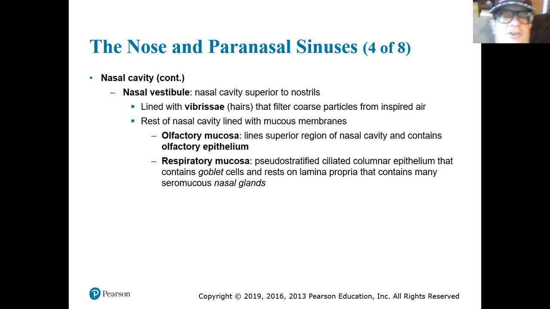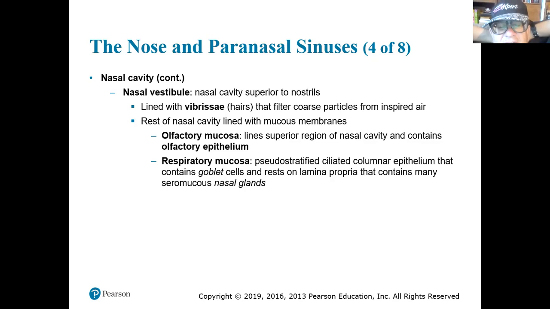So a vestibule is an entryway. We're talking about the space, like this is a nostril, this is a nostril. The space right there, just above the nostril, the nare, is the vestibule, the nasal vestibule. And this is lined with those disgusting hairs that you occasionally have to trim or pull out. The real name for those hairs is vibrissae, and they filter coarse particles from inspired air. What they're saying is big things, things like keeping a bug out of your nose, you know?